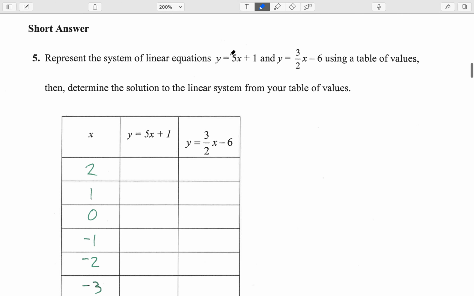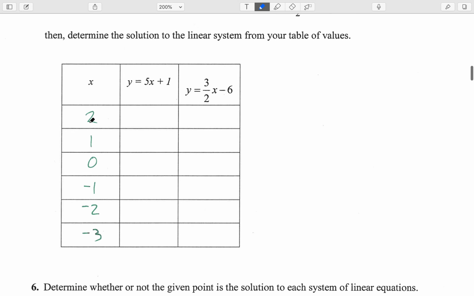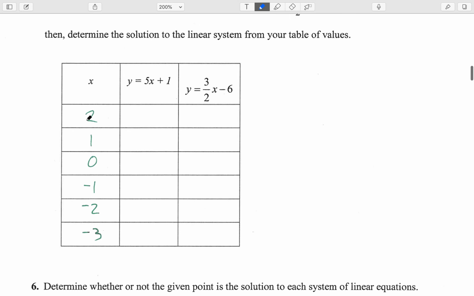Let's determine the solution. So first off, I'm going to do this one. If the y value is 5x plus 1. Okay, and here's my different x values. We're just going to figure them out. So 5 times 2, 10 plus 1, 11. Plug in 1, 5 plus 1 is 6. Plug in 0. 0 plus 1 is 1. Negative 1. So negative 5 plus 1, which is negative 4. You probably see a pattern. These are going down by 5. Minus 5, minus 5, minus 5, minus 14, right? I think that's the last one. Minus 15 plus 1, minus 14.